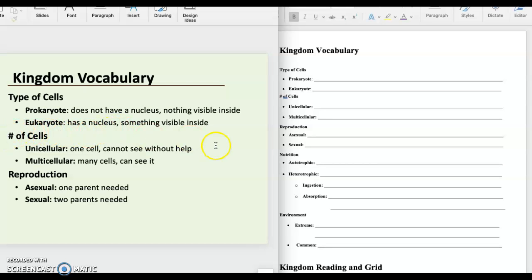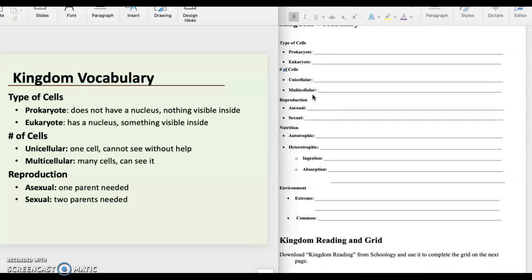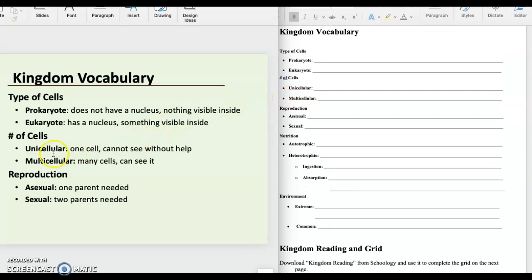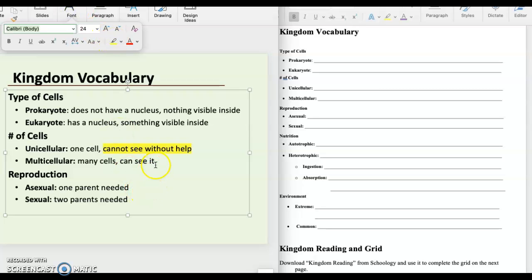Next section, number of cells helps differentiate the type of organism. Unicellular organisms: uni is, I believe, Latin for one, so it's a one-celled organism. The thing I want you to remember is that you cannot see it without any help. You must have help from something like a microscope. What we're going to do next week, it's imperative that you understand these descriptors. And then a multicellular organism has many cells. You can just see it with your naked eye. You don't need any microscopes or anything like that.